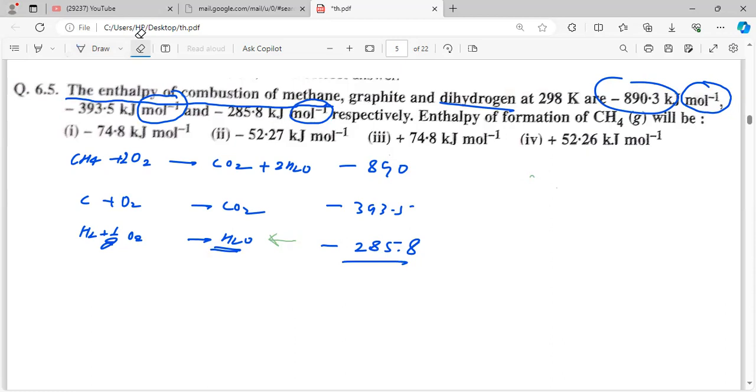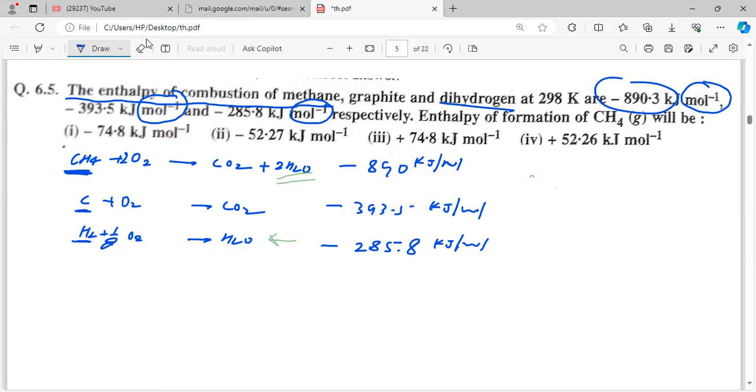Acha, yes, sir. Whatever value they have given is in kilojoule per mole. Sir, in that case, they are giving the first one also in kilojoule per mole. So here we are having CO2 plus 2H2O. Then what to do with this one? Here you see, here 1 mole. Enthalpy of combustion is for 1 mole. Here is 1 mole. Here is 1 mole.